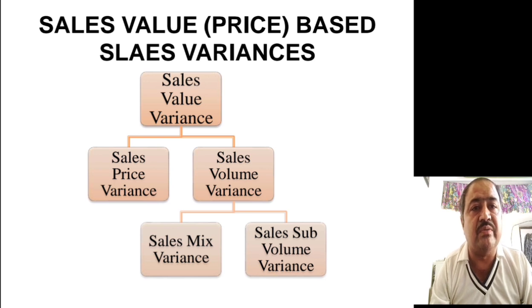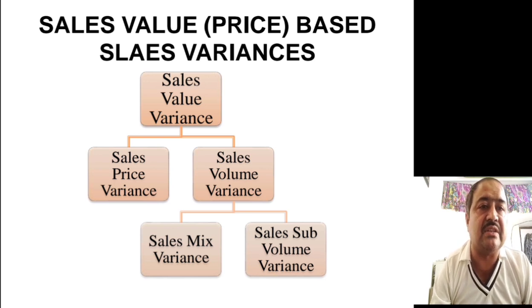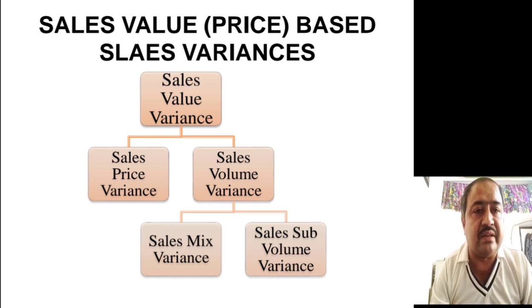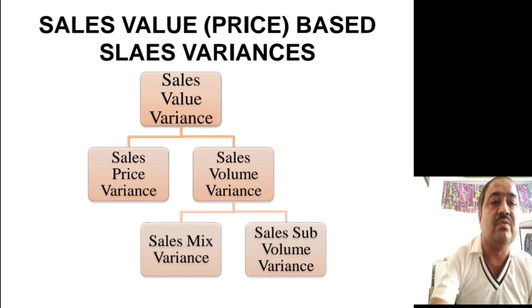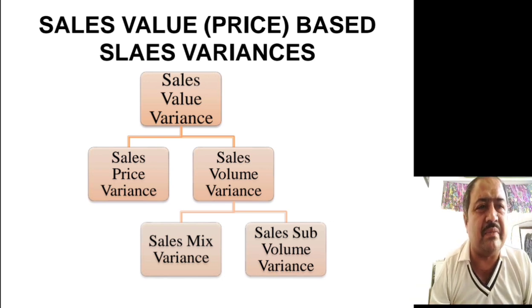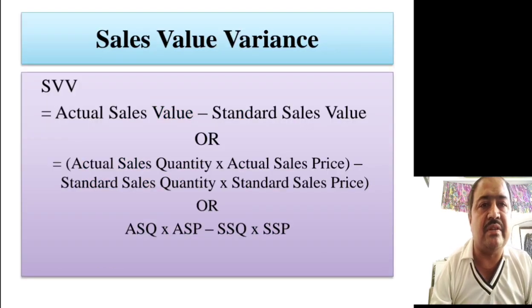Sales value variance, sales price variance, sales volume variance, sales mix variance, and sales sub volume variance. So these are the 5 variances. Total of sales price and sales volume is equal to sales value, and total of sales mix and sales sub volume is equal to sales volume. This fundamental you already know, we have already discussed it in the material and labor variances, so this is not a new thing for you. Okay, so let's start with the formulas.